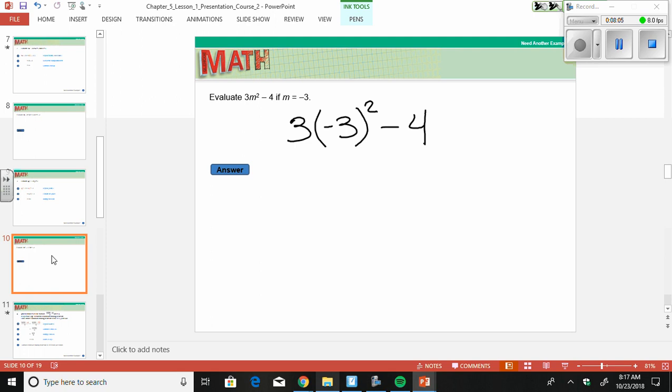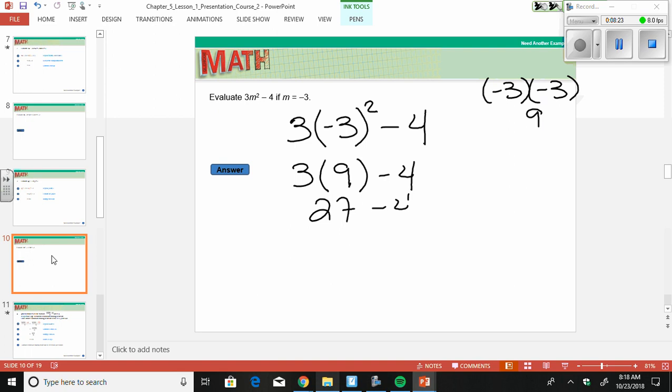Remember that -3 squared is -3 times -3. 2 negatives make it positive. 3 times 3 is 9. So I get 3 times 9 minus 4. Moving down PEMDAS. After exponents, we have multiplication. 3 times 9 is 27. Bring down that 4 I haven't used. Now I have subtraction. 27 minus 4 is 23.